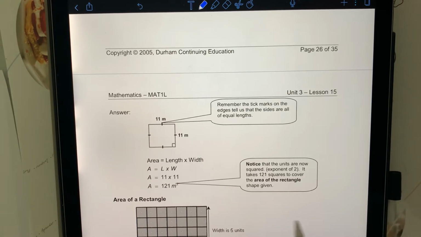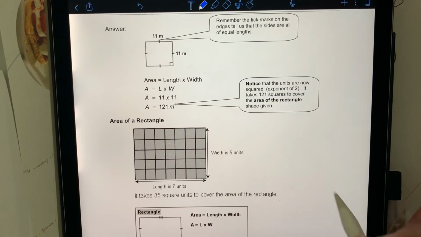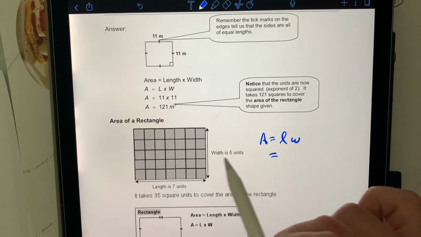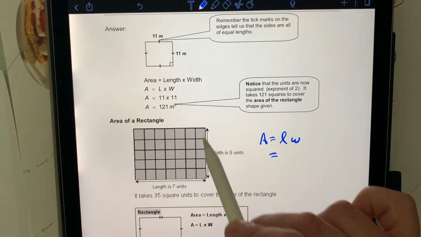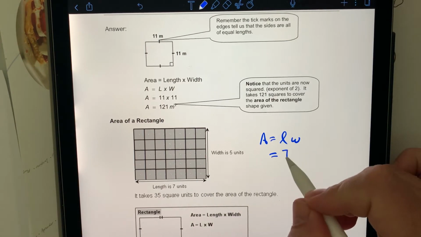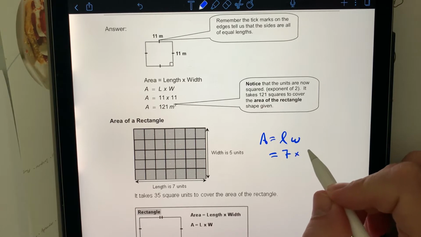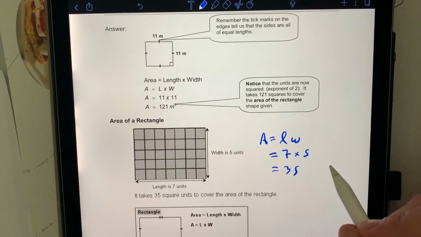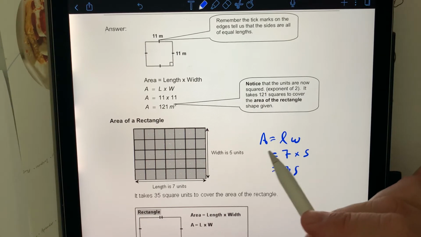What about a rectangle? A rectangle like this. It's still length times width. So that's 1, 2, 3, 4, 5, 6, 7. Yes, they told us 7. 1, 2, 3, 4, 5. So there's 7 in every one of those 5 rows. So that's 35 tiles altogether.